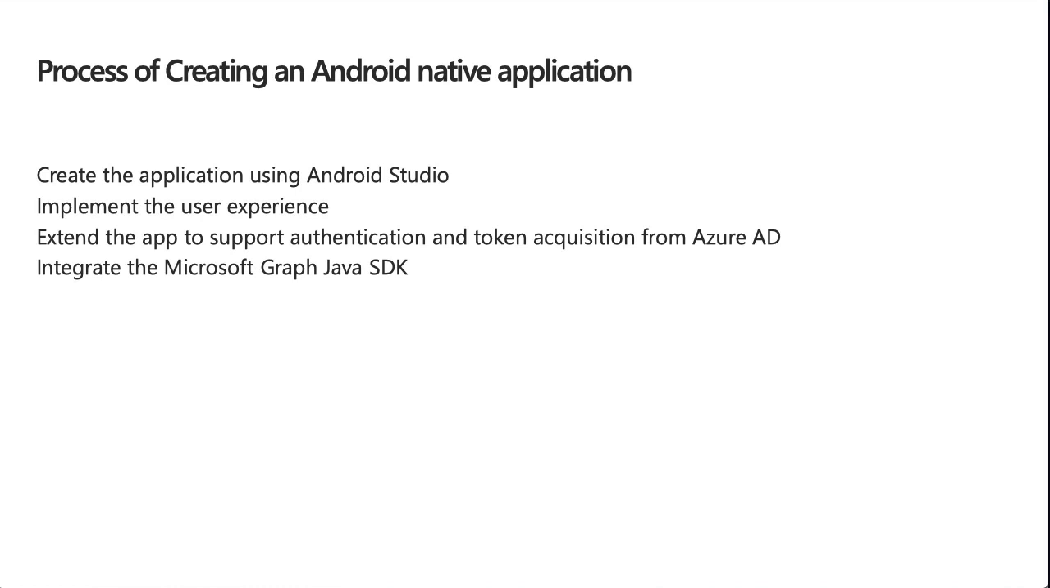Then the next step you're going to want to do is handle authentication. So I would extend the app to support authentication and acquiring an access token from Azure AD. And you're going to use that to talk to the Microsoft Graph. And then the last step is to integrate the Microsoft Graph Java SDK into your application to get information back out of the application.